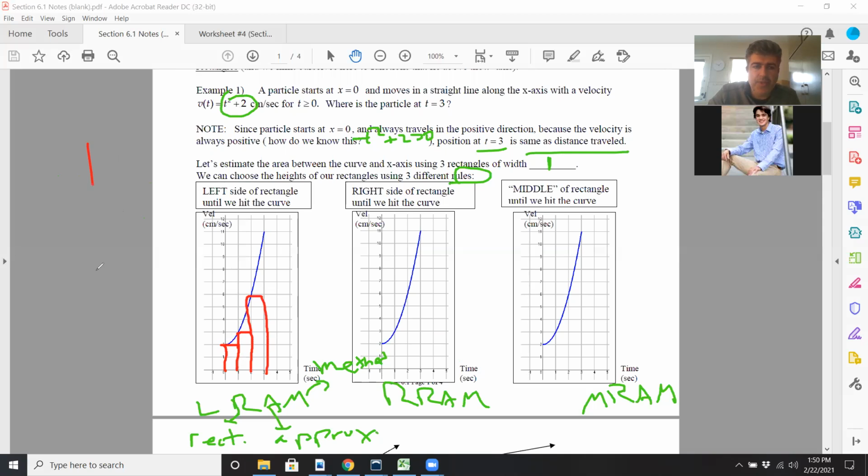The true area, just so you know, so here's, when you plug in 3, I think you get 11. Is that right? Yeah. The true area, just so you know, is going to be this. That's the true area. Obviously, we're not going to be able to get that.